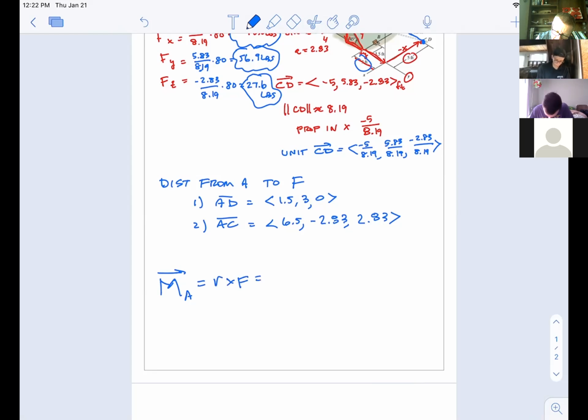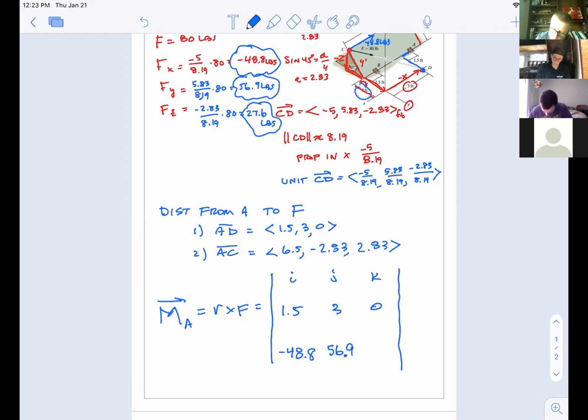And we said that that is written like this. To keep track of the X, Y, and Z components, we write down I, J, and K. And the first thing we list is R cross F. So the R's go first and the F's go second. So my R's were all positive. I'm going to use 1.5, 3, and 0. That should save me some time since one of them is 0. And my force vectors are negative 48.8 in the X, 56.9 in the Y, and 27.6 in the Z. And now I can take the determinant of that.